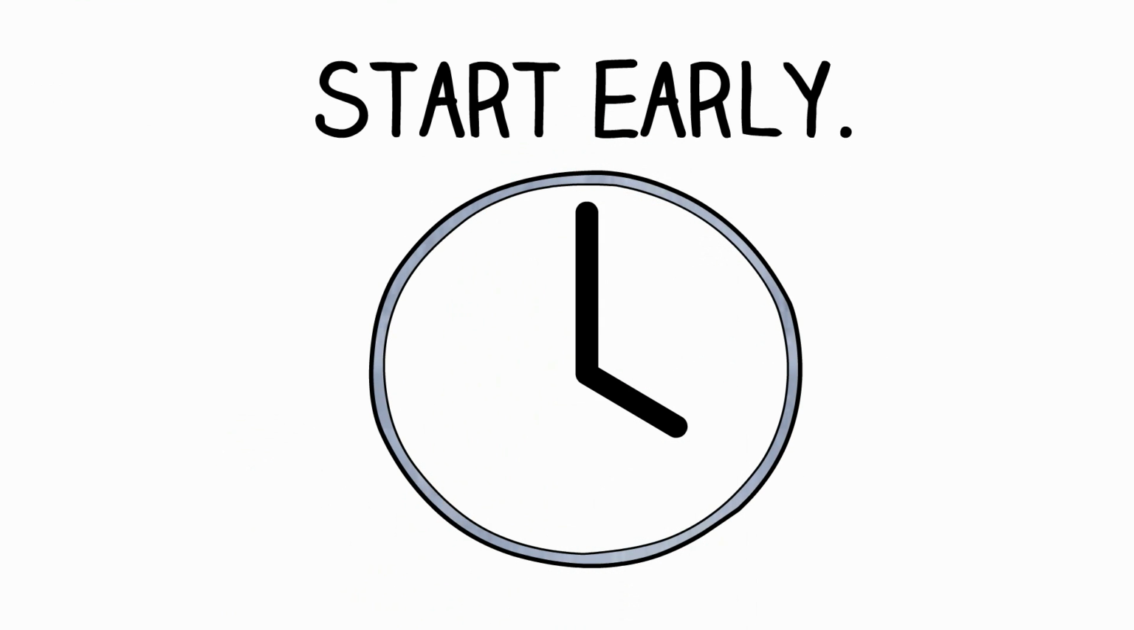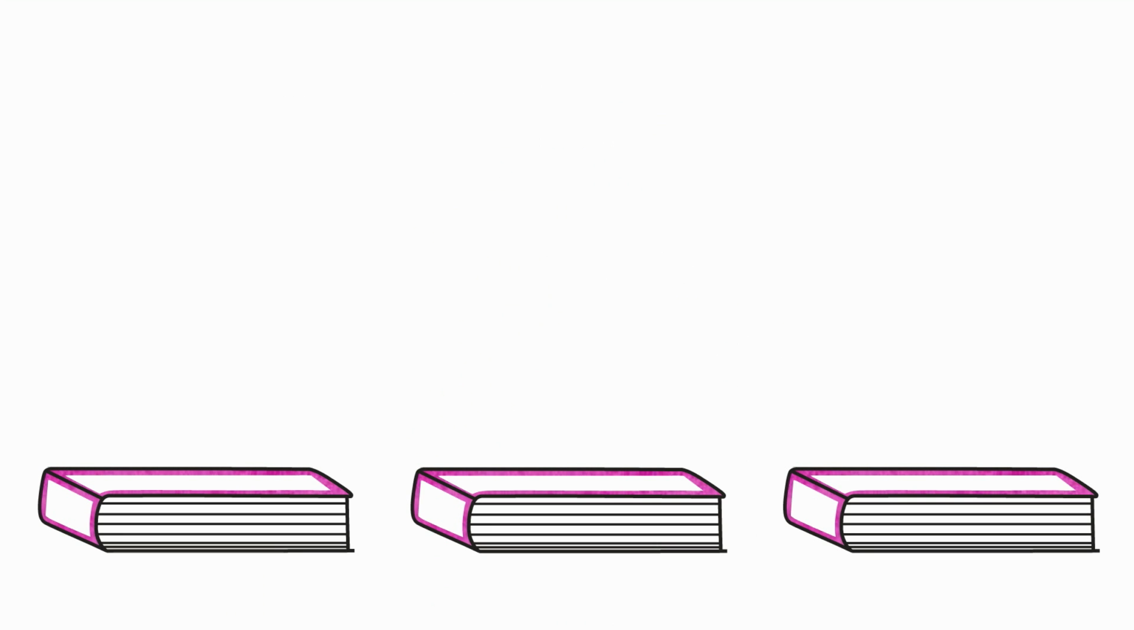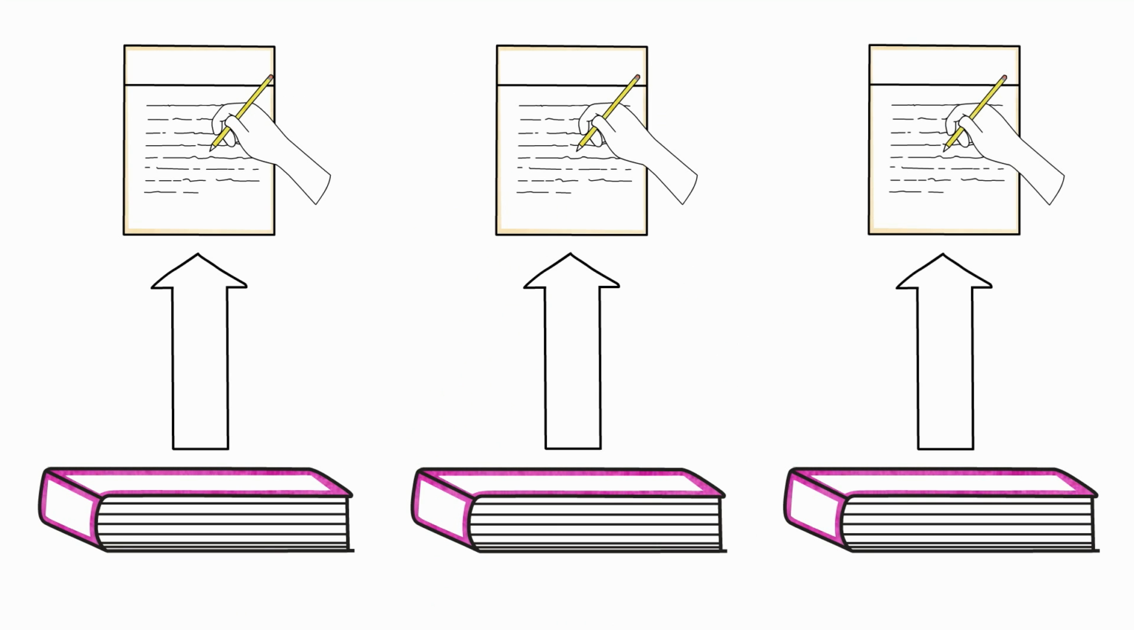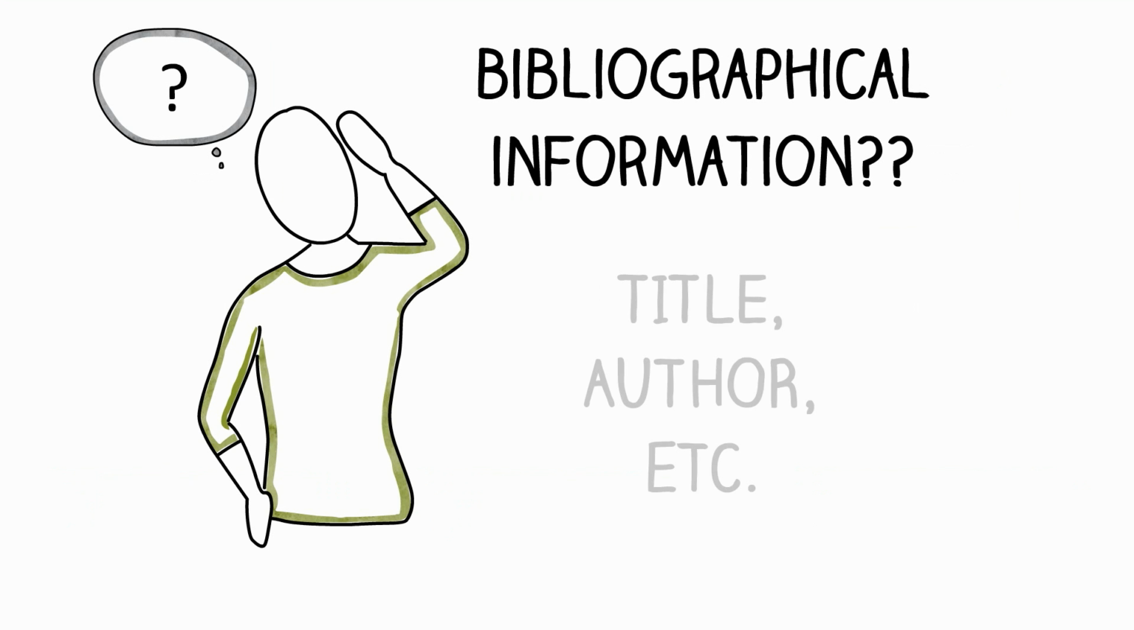Start early. Rushing makes you more likely to lose track of sources, take shortcuts, or fail to cite properly. Take notes carefully. Consider making notes on individual cards or Word documents to avoid mixing up sources. Be sure to include full bibliographical information for the source so that you don't forget where the notes came from.